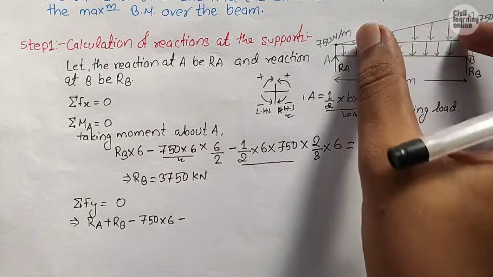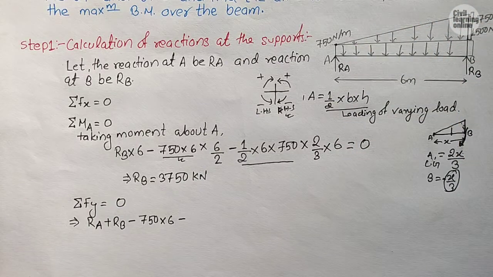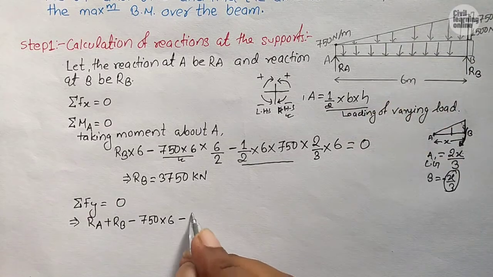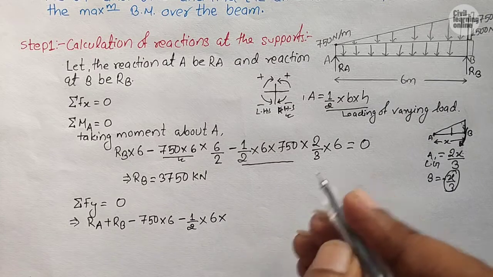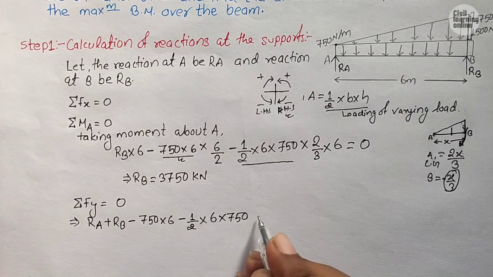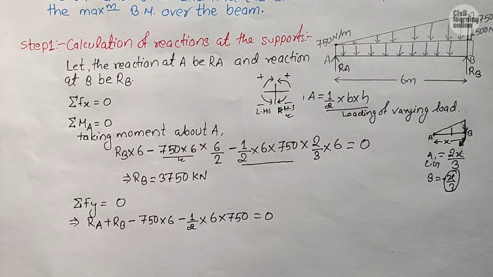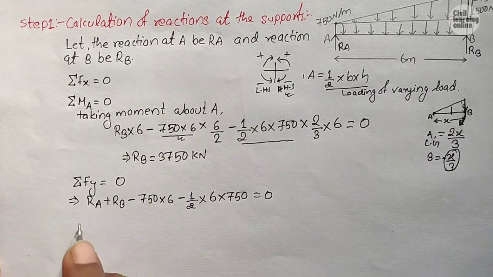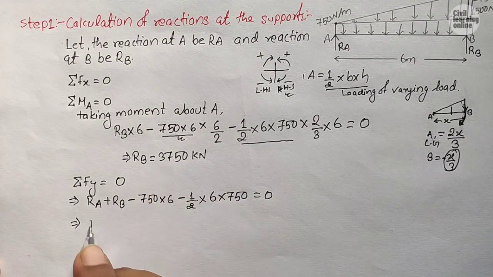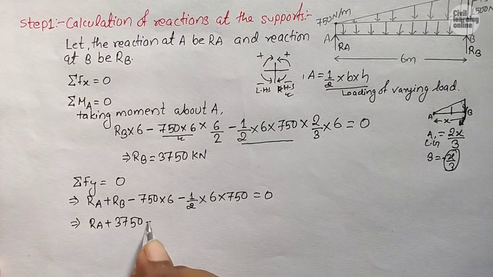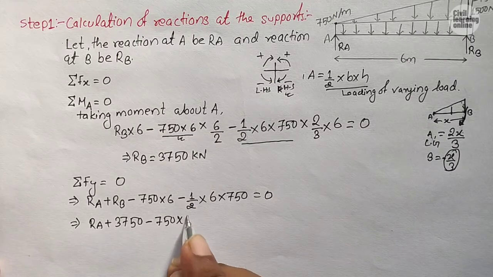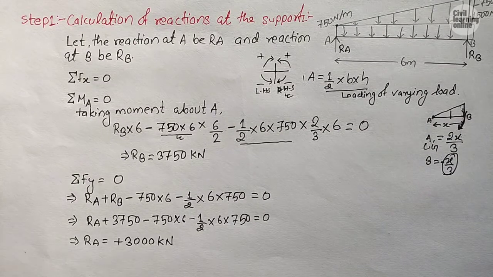The loading of this UDL will be given by the area of this triangle. So half into base means 6 into height is 750 Newton per meter, and this whole sum will be equal to 0. Now guys, here put down the value of RB plus 3750 minus 750 into 6. Solve this and find the value of RA. So guys, this is the value of RA equals 3000 kilonewton.